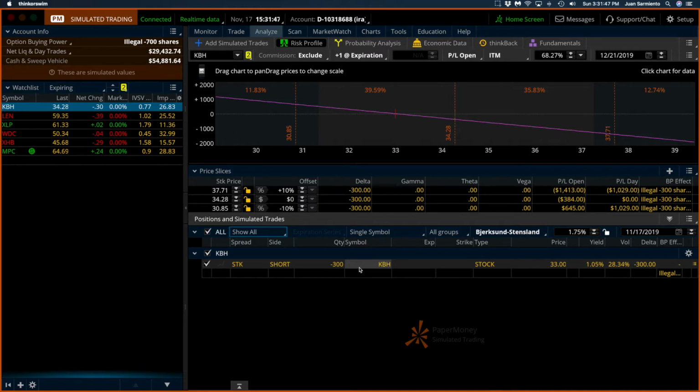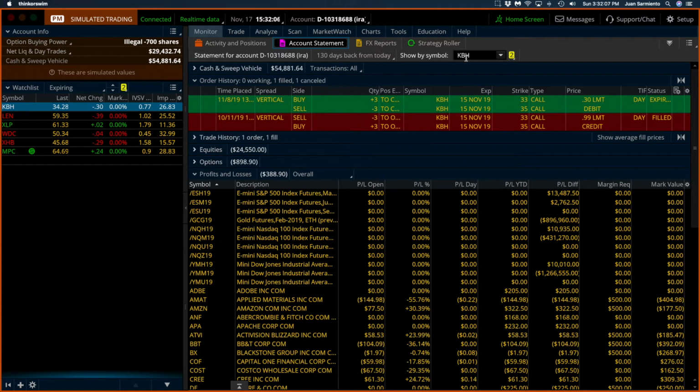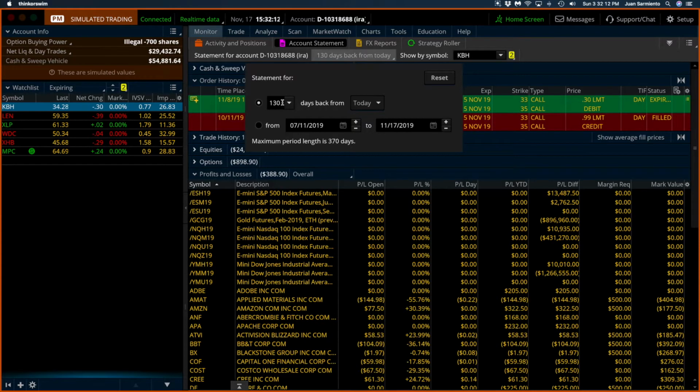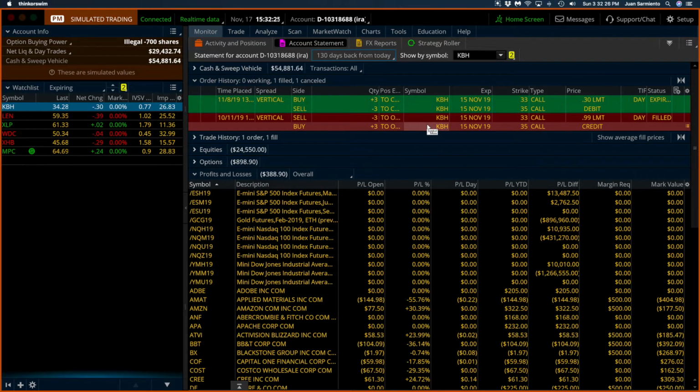I suggest that you look just before the market opens at what the bid and ask is and see if you can get a better price than 34.28. Okay, let's go to the Monitor tab. Click on the Monitor, Account Statement. And here you see KBH, and then you set a bunch of days, more than 30 days. I put 130, but it doesn't matter. You click here, say 30, and then I just add 1 point. That's why I did 230, but I'm sure that 440 would be enough.